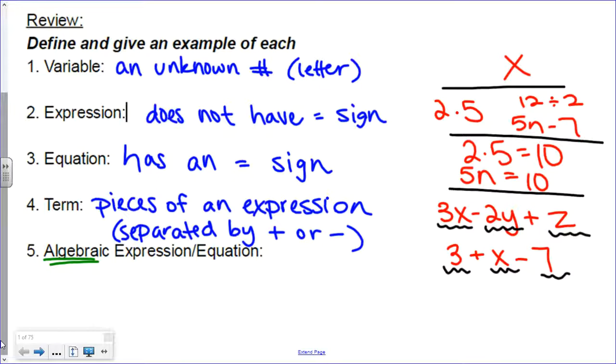Could be an expression or equation. You guys already know what those things are, right? A letter. Algebraic expressions or equations must have, and what do we call the letters again? Variables. It must have a variable.